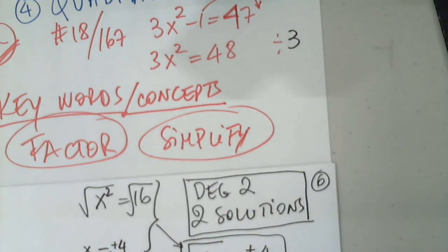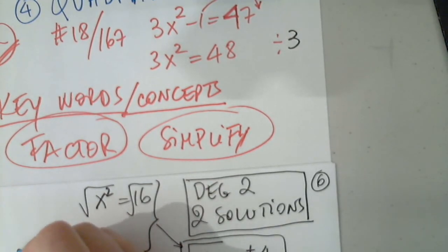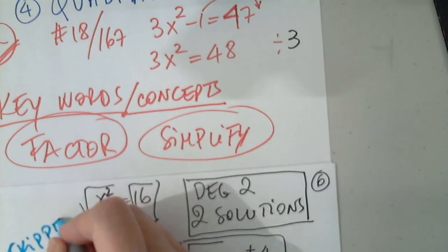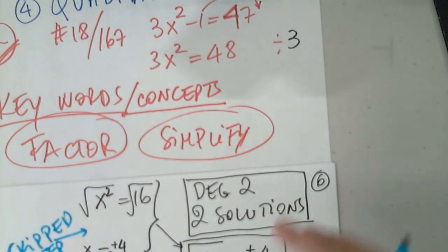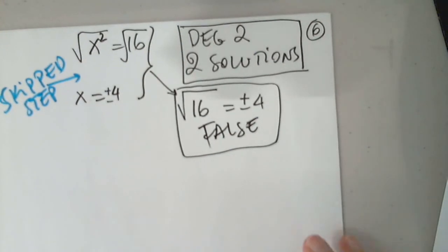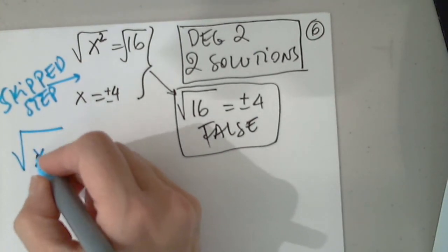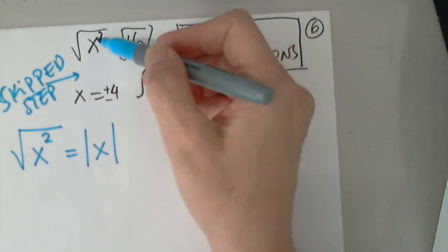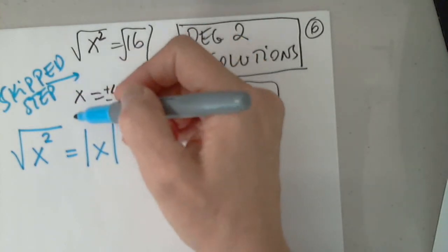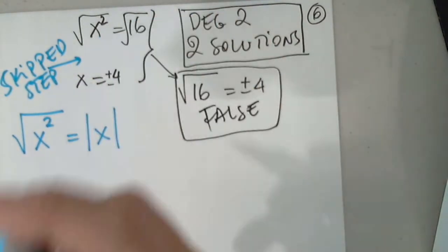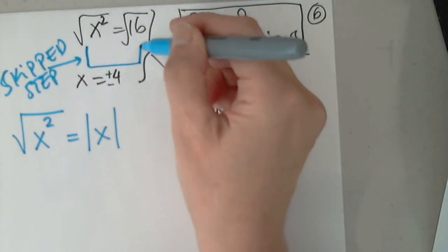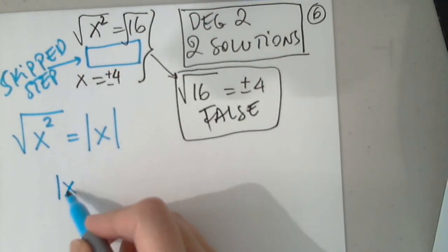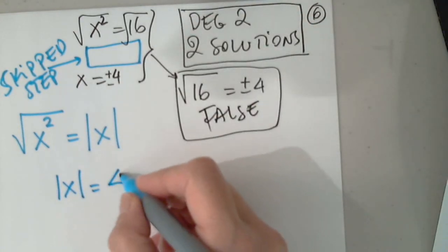It does not. And then you can say, fine, but then where do the plus or minus come from? Well, we are skipping a step. Skipped step. And the skipped step here is this. The square root of x squared is the absolute value of x. The square root of x squared is not x, it is the absolute value of x. So then the step that is missing here is the absolute value of x equals the square root of 16, which is 4.